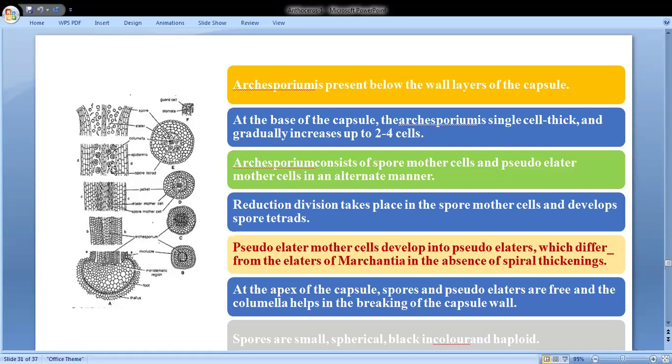First develops spore tetrads. Four are formed in one place, that's why we call them tetrads. And pseudo-elater mother cells develop into pseudo-elaters, which differ from the elaters of Marchantia in the absence of spiral thickenings.